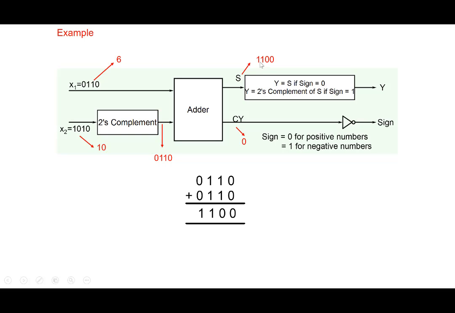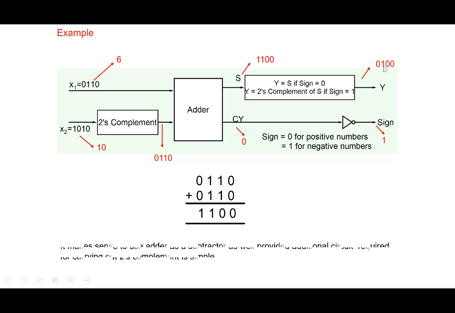And if you want the magnitude, take the 2's complement of this one. So 2's complement would be 0 0 1, and then flip this here, 1 here, and flip it here, 0 here. So this is equal to 4 here, right? And it makes sense. 6 minus 10 is minus 4. Minus is indicated by the sign here, and magnitude is indicated by 4 here.